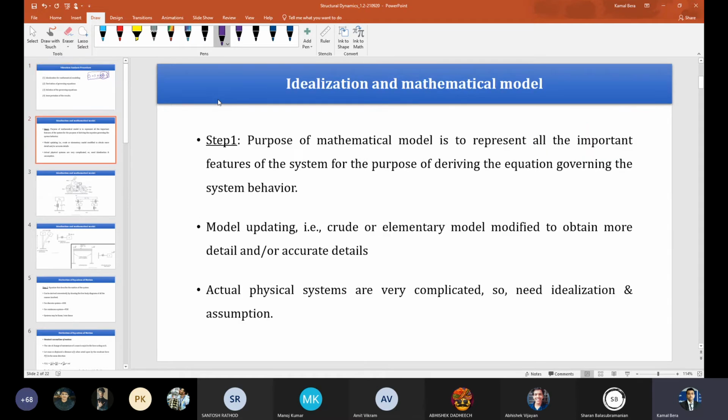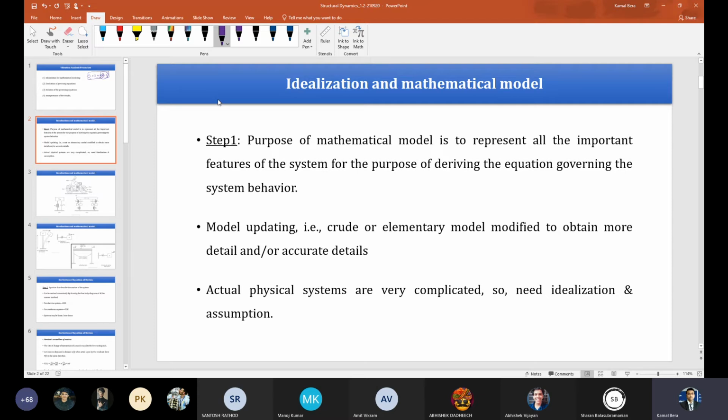So what does this idealization mean? As I told, the purpose of the mathematical model is to represent all the important features of the system. So the idealization should not be such that you miss the important features. Then your mathematical model will be totally different from the actual system, right? It should closely represent the important and characteristic features of the system.